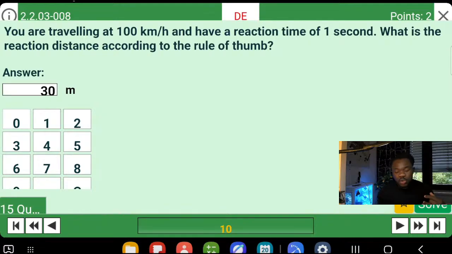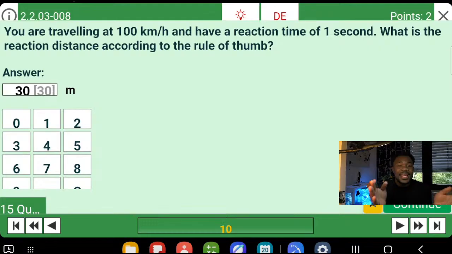It's very, very important to understand the formula. In case you go for the exam, and they ask you to get the reaction distance but give you a different speed, you know how to navigate and get to your answer. Just memorizing it is not really enough. Understanding how it works is very important. That's what is important. Please take note.